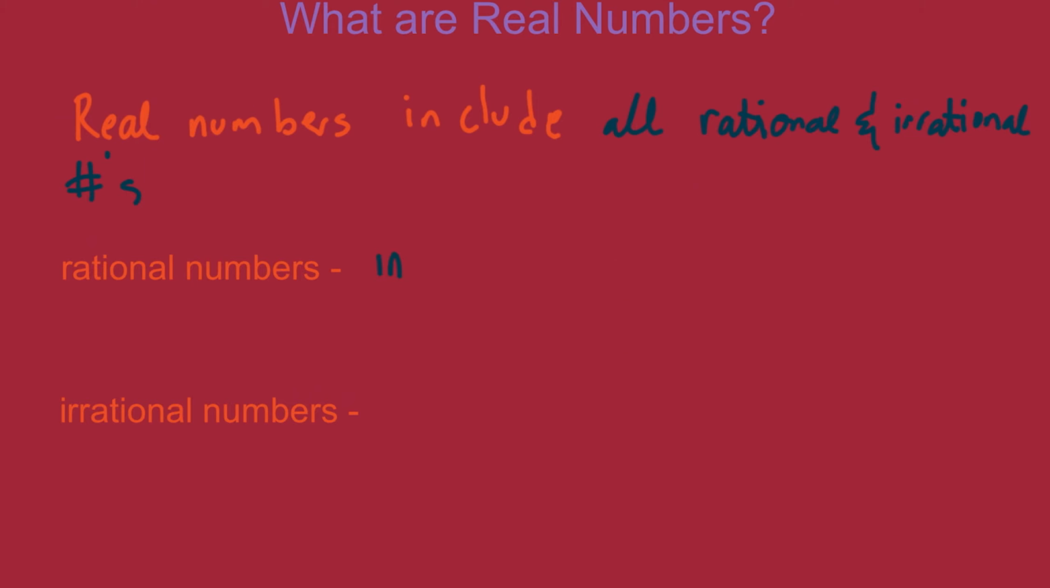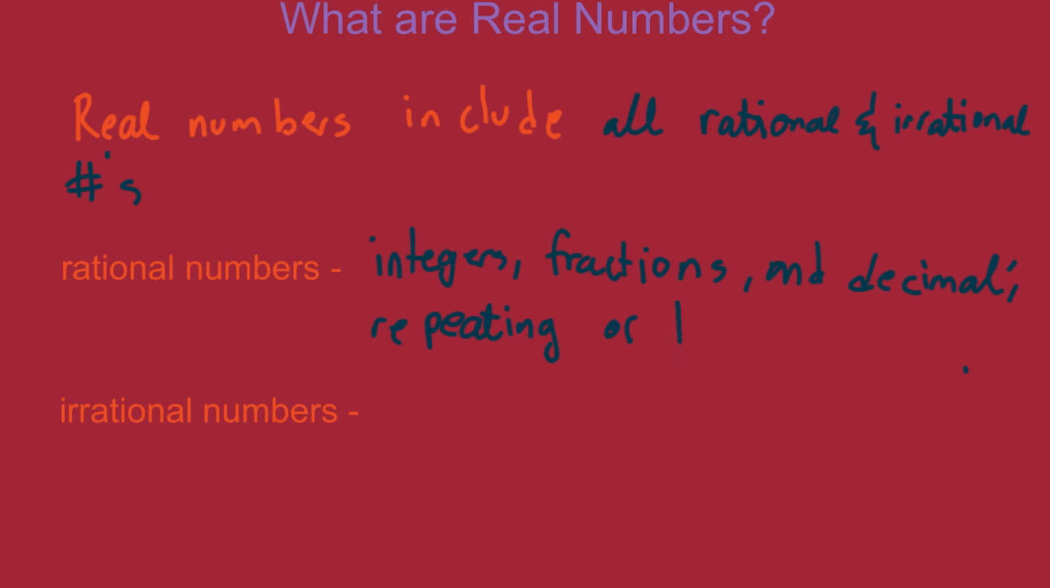Rational numbers are integers, fractions, and decimals. And these can be repeating or terminal. So some examples of these can be 3, -5, 1/3, because it is repeating, and decimals. It does not matter which decimals.